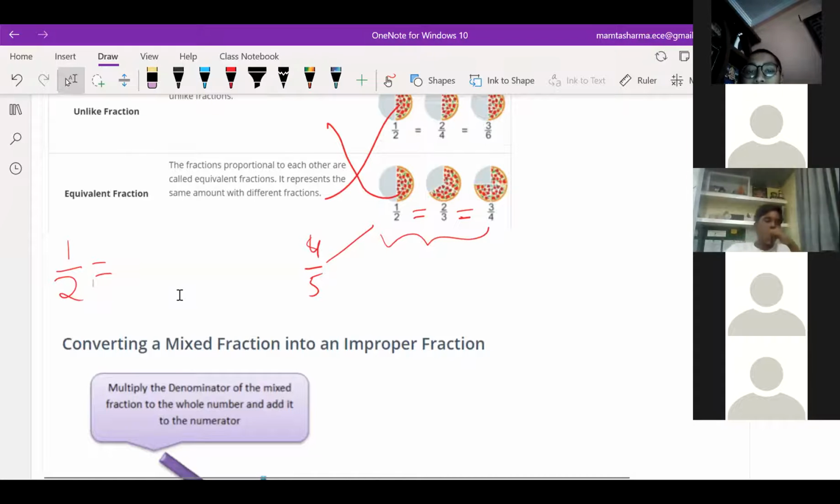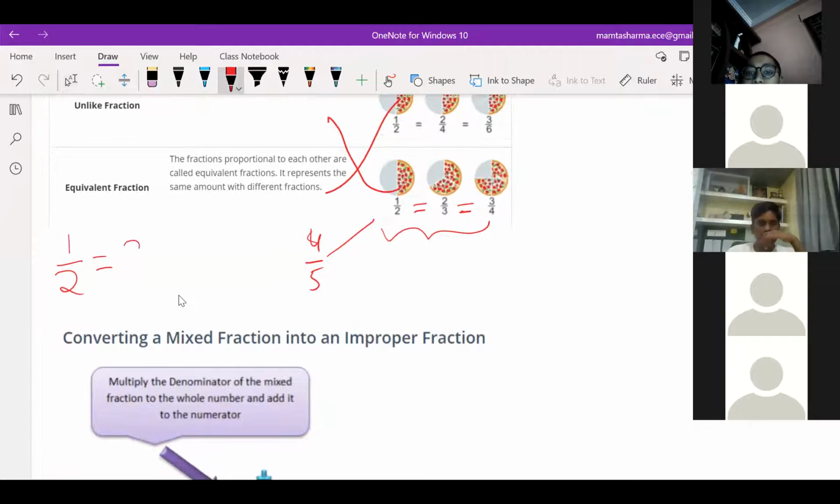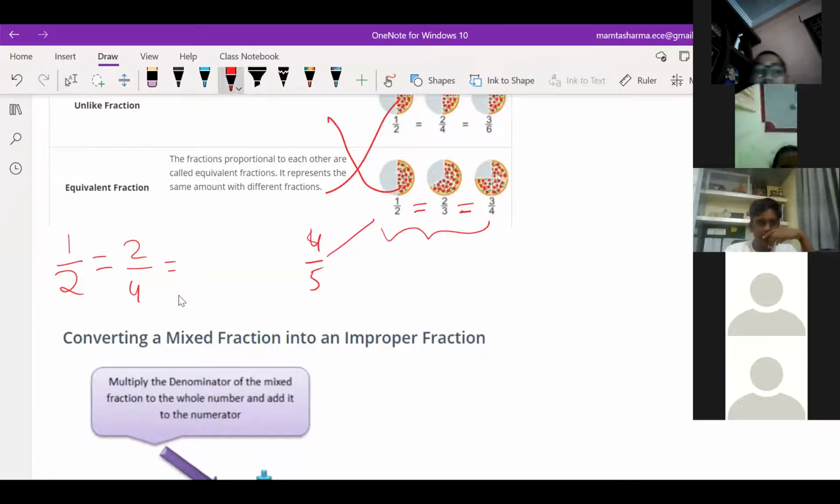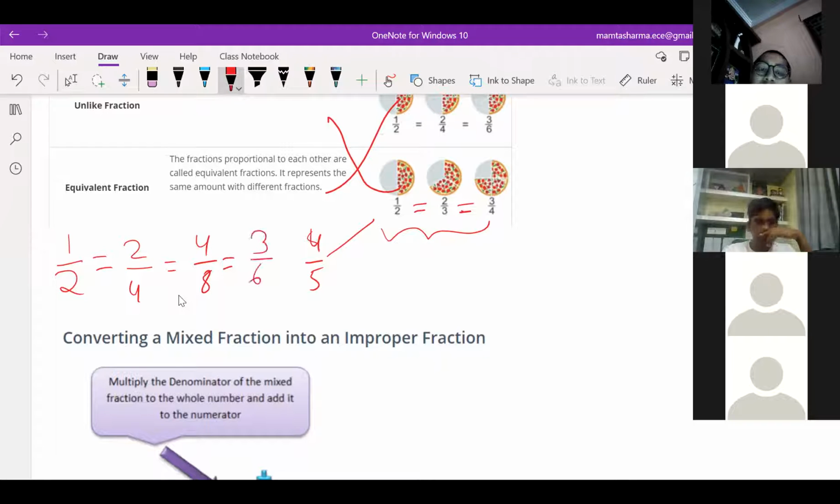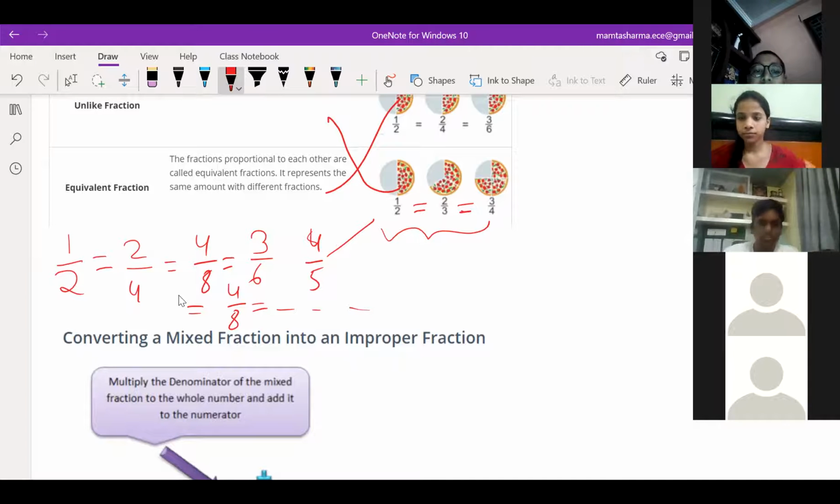Equivalent fraction of 1 by 2. Ma'am, 2 by 4, or 4 by 8, or 3 by 6, or 5 by 10. How many equivalent fractions can we write? Ma'am, we can write an infinite number of them.